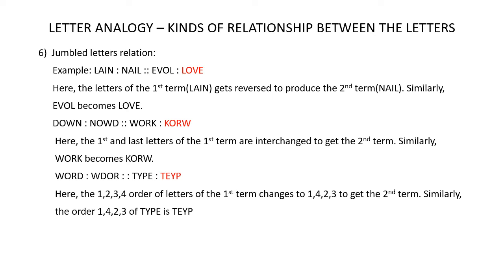Let's look at another example. WORD is to WDOR. Then TYPE is to what? First, find the relationship between the first and second terms. When you look at the first and second terms, you'll see that the 1, 2, 3, 4 order of the letters in the first term changes to 1, 4, 2, 3 to get the second term. So, similarly, the order 1, 4, 2, 3 of the third term TYPE is T, E, Y, P. So, if WORD is to WDOR, then TYPE is to TEYP.